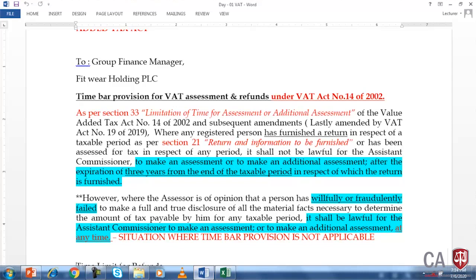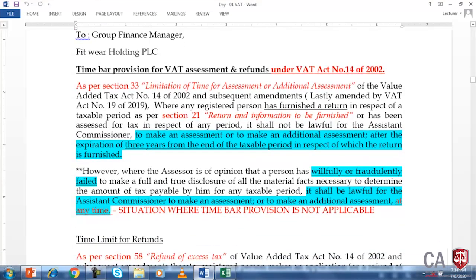Now, I have directly addressed the examiner's requirement: time bar provision for VAT assessment and refund under VAT Act number 14 of 2002. If you are limited on time, and you are writing this answer in the last 4 or 5 minutes, there is no need to write "under VAT Act number 14 of 2002", because it is a repetition of the question. Then write "time bar provision for VAT assessment and refund", and then write your answer. Now see, application of theory.